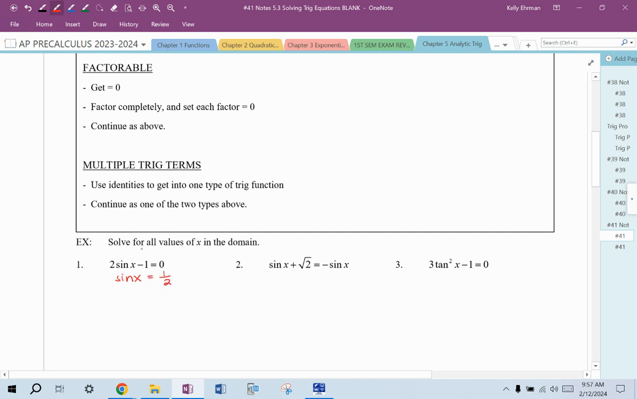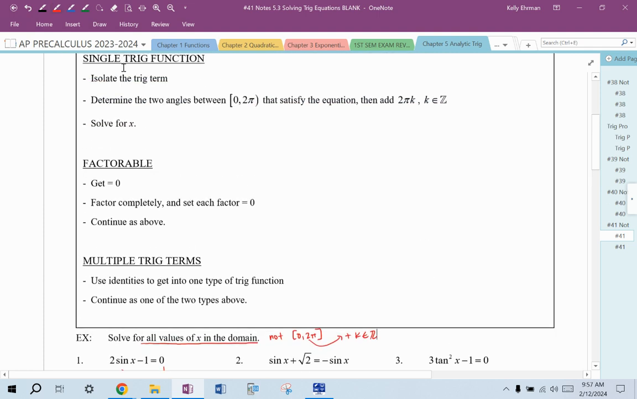The directions, by the way, say solve for all values of x in the domain. So that's not just 0 to 2 pi. We might start there, but then we're going to have to add some integer multiples. All right. Isolate the trig term, done. Determine the 2 angles between 0 and 2 pi that satisfy the equation. And then once we do that, add 2 pi k. K is an integer. We've seen that before.